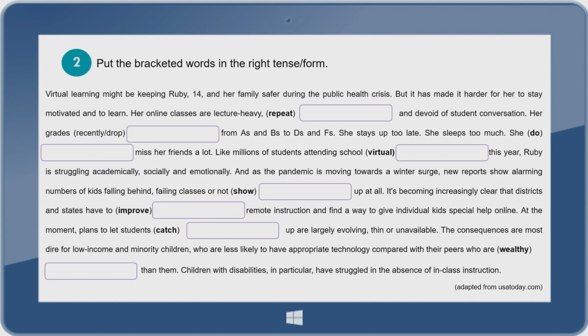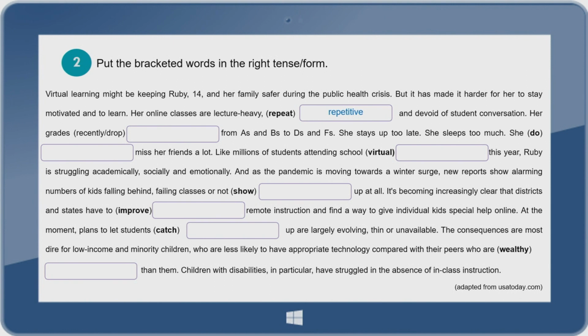Lecture heavy is an adjective. After the blank, we have "and" another adjective which is "devoid". So it's clear that we need a parallel structure. We are going to continue with the same form. So her online classes are lecture heavy, repetitive, and devoid of student conversation.